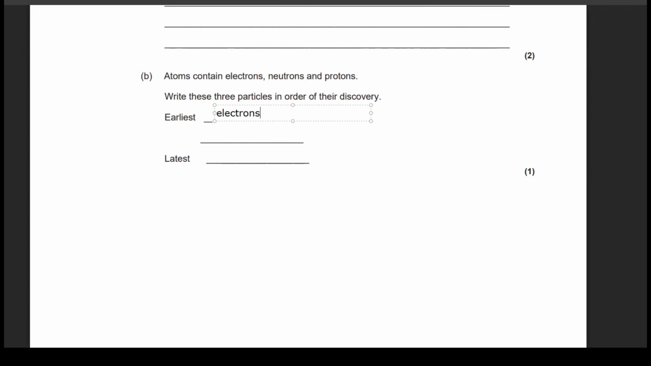As you can see from the plum pudding model, they just knew about positive charge. They didn't know yet about protons. Protons were discovered after Rutherford did his gold leaf experiment and found that the positive charge was in the nucleus. So it goes electrons, protons, so negative things, positive things, and finally, much harder to detect were the neutrons because they don't have any charge, and that will give you a mark. And you could put that on a revision card. What is the order of the discovery of the particles? And there you go.